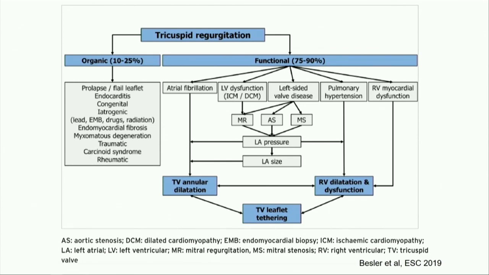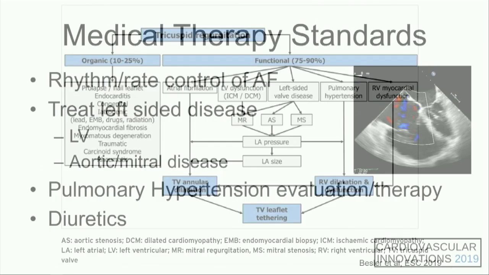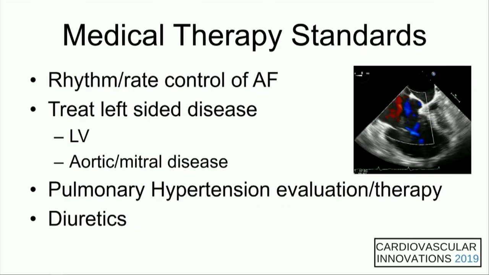I found this slide Bessler and company put together for the Europeans. And I think it really, we printed this out and put it up in our valve clinic too, because it helps us think through all the different components of tricuspid valve disease, be it functional or organic, and how we have to make sure, check the boxes, say, did we address this in the evaluation process, let alone treatment? But in terms of the question of this talk, so what should be the medical therapy standards?